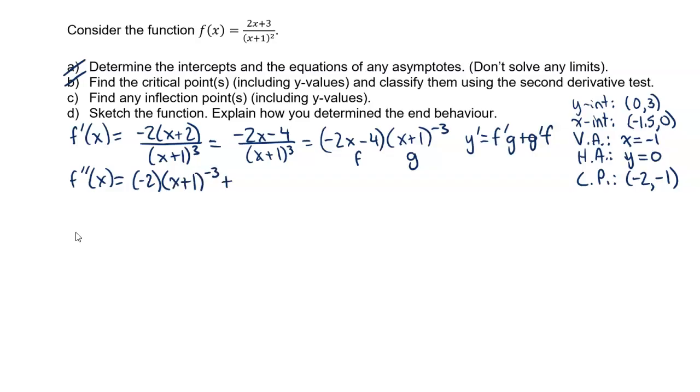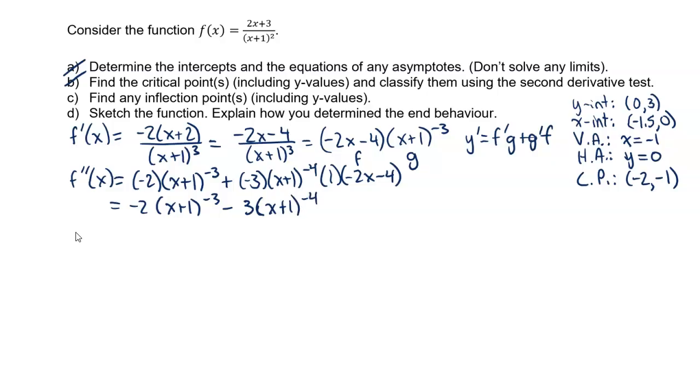And then we're going to add that to the derivative of the second function now. That's -3 times x plus 1 to the -4 times 1, the derivative of the inside, again applying that chain rule, and then times the f part of the function. And so that's -2x minus 4. So this is going to give me -2 times x plus 1 to the -3 minus 3 times x plus 1 to the -4 times -2x minus 4.